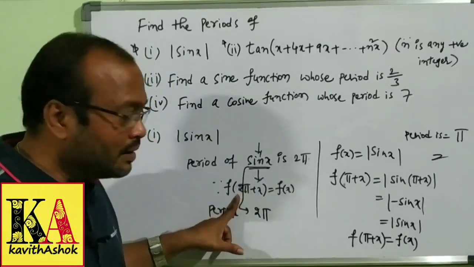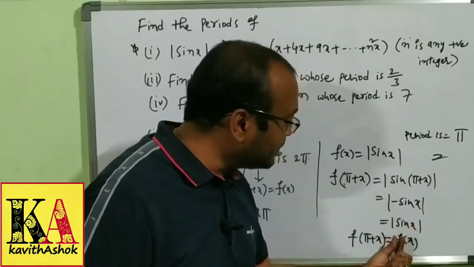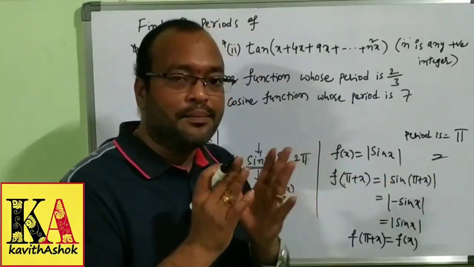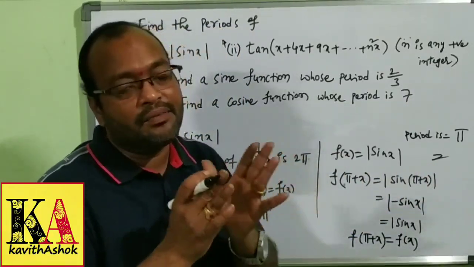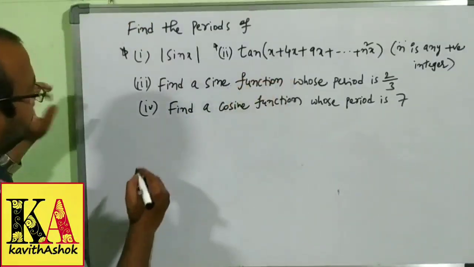There 2 pi is the period. Since mod is there, mod minus sin x will become mod sin x. That's why the period will become pi here. Just remember, the period of mod sin x is pi. The period of mod cos x is also pi only. Now, second one.